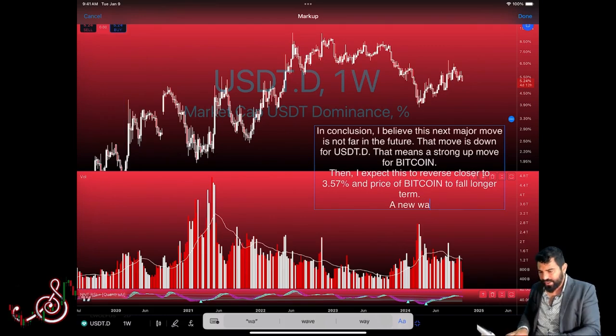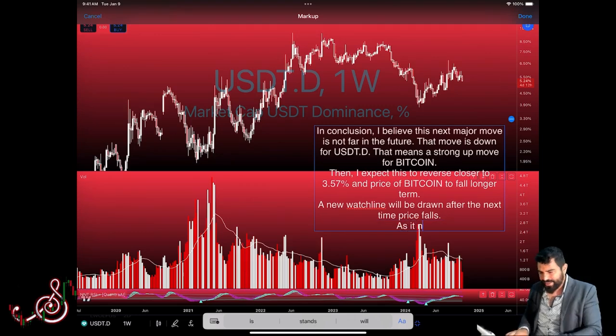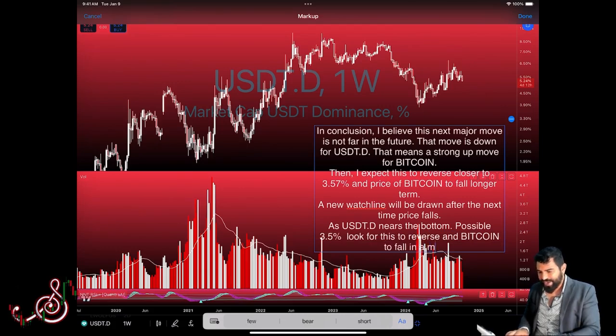A new watch line will be drawn after the next time price falls, and that will be above those ones here, as USDT.D nears the bottom, possibly 3.5%. This is how we're going to do the wealth transfer, guys. 3.5%. Look for this to reverse and Bitcoin to fall in a major way.